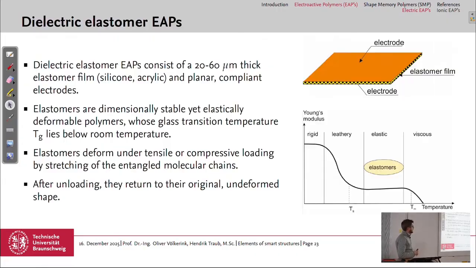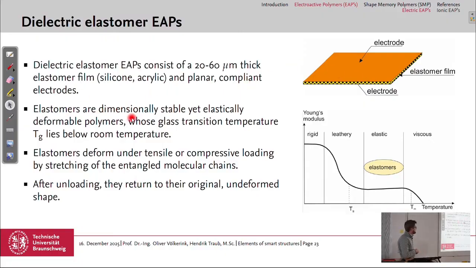Okay, next class of electroactive polymers. Now the dielectric elastomers, which are also electric EAPs, but not piezoelectric. They consist of 20 to 60 micrometer thick elastomer films, for example silicone or acrylic, and they have planar compliant electrodes. So here is the elastomer film between two electrodes, and the electrodes are also not stiff. They can deform with the elastomer material.